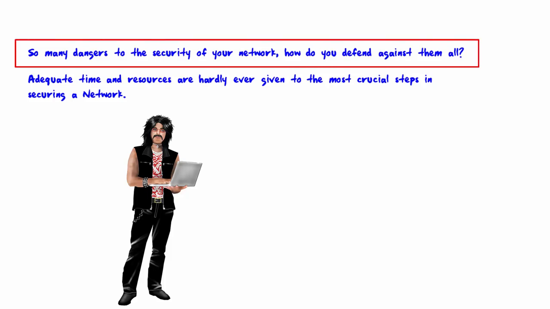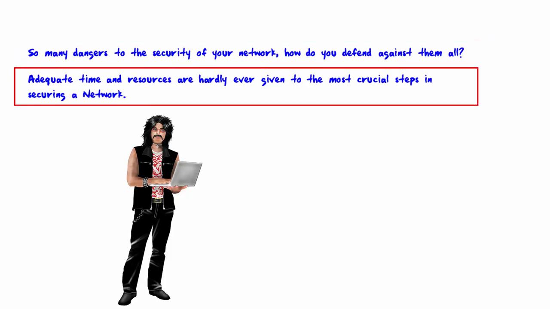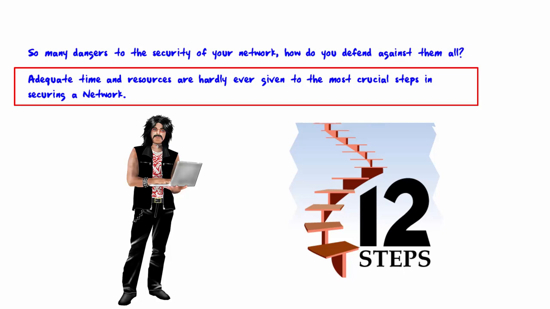So many dangers to the security of your network, how do you defend against them all? Well, that's what this course is all about. Adequate time and resources are hardly ever given to the most crucial steps in securing a network. With this course, I'm going to give you 12 steps to follow that include the most crucial steps. So you'll be sure to cover everything. Likewise, you'll be sure not to spend a whole lot of time on steps that don't add much value.